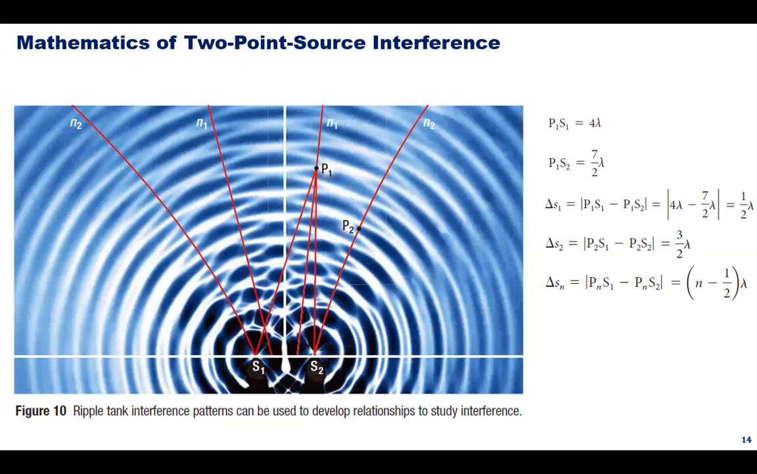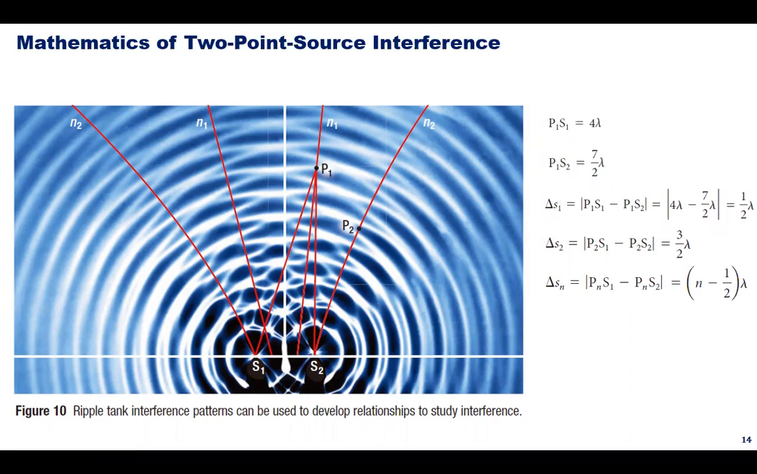A point on the first nodal line, N1, on the right side is labeled P1. And a point on the second nodal line, N2, on the right side is labeled P2. The distances P1S1, P1S2, P2S1, and P2S2 are called path lengths. If we measure them in wavelengths, we will find that P1S1 equals 4 lambda, and P1S2 equals 7/2 lambda.